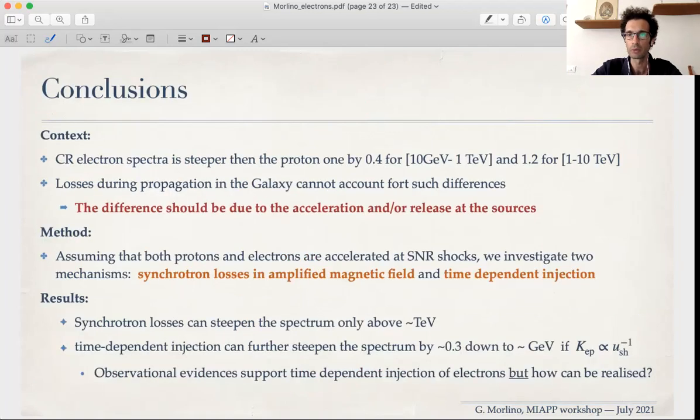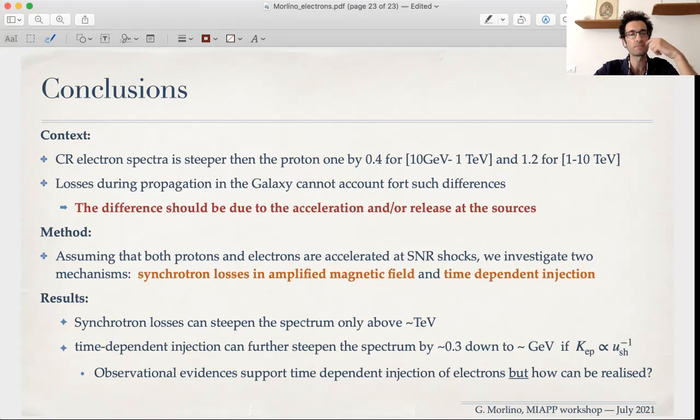Okay, I'm coming to my conclusions. So we have discussed the fact that the cosmic ray electron spectrum is steeper than the proton one by 0.4 in the range between 10 GeV and 1 TeV, and by 1.2 in the range between 1 and 10 TeV. Losses during propagation inside the galaxy cannot account for these differences. So the difference should be due to either the acceleration or the release process that occurs at the sources.